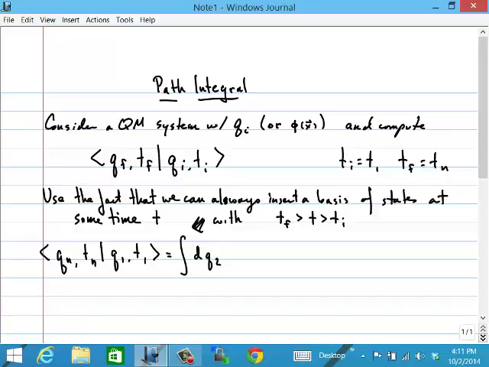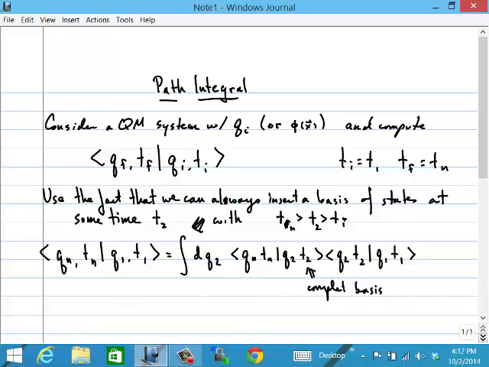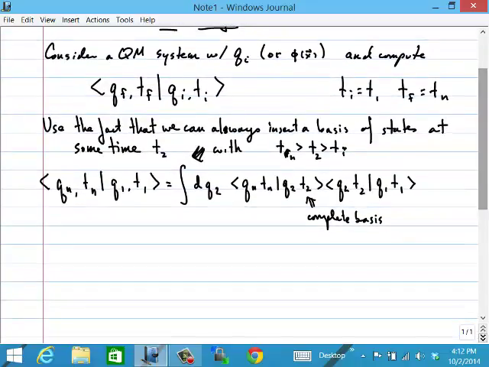And then what I'll do is I'll introduce some intermediate time t2, which is between t1 and tn. Okay. And then I'll insert a complete basis of states at time t2 and sum over that basis. Okay. So again, as usual in physics, all I'm doing here is rewriting 1 in a very complicated way. Okay. So this is a complete basis of states. So I haven't actually done anything here. Okay.